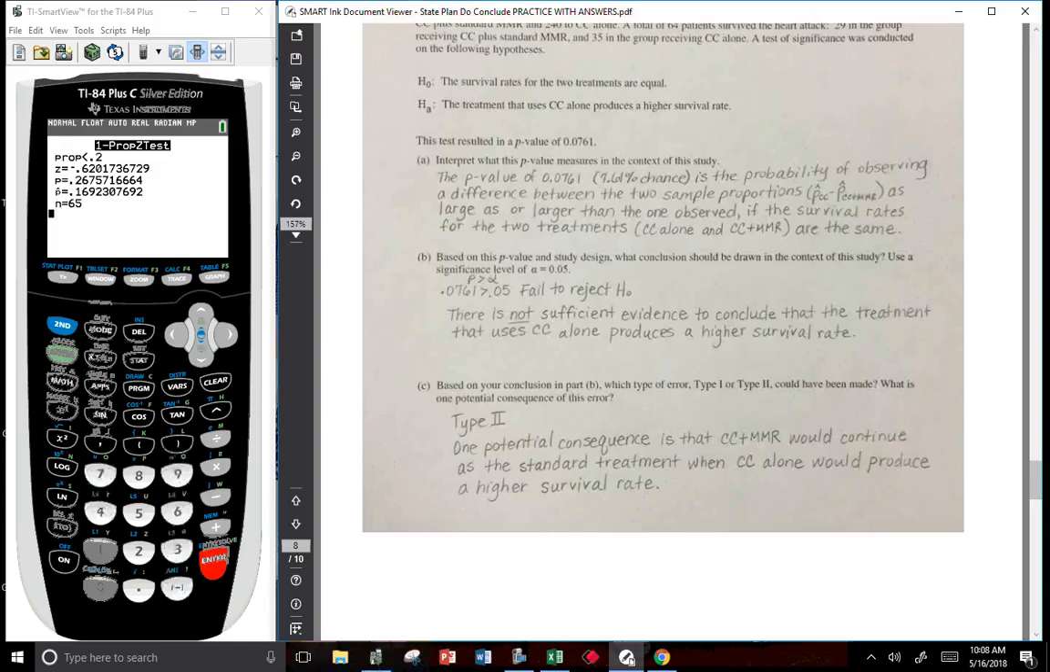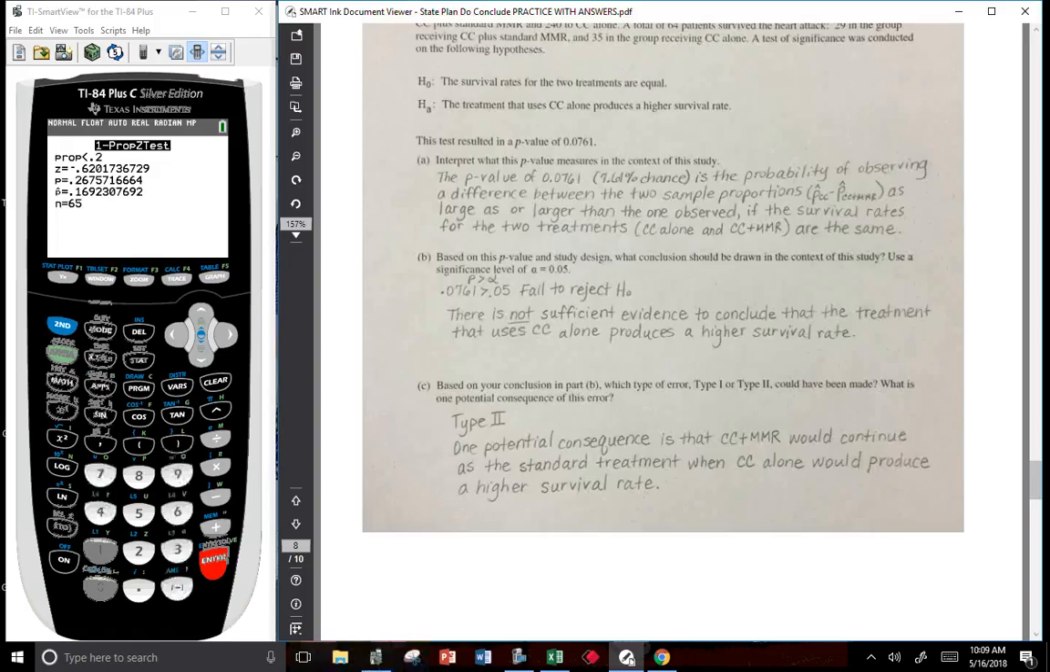So if you fail to reject, the only type of error you could have made was a type 2. Everybody good with that? And then you would tell the consequence of doing that. If we failed to reject, and we shouldn't have in this problem, we said the survival rates for the two treatments are equal. But if that's an error, then in reality, wouldn't chest compressions alone be better? Yep. So the consequence is that we continue with the standard method and more people are dying when we potentially could save more people if we would just go to chest compressions alone.